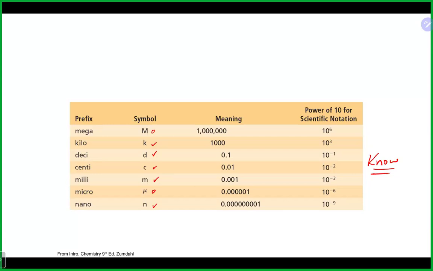This is the prefix. These are the symbols to the left, and to the right of that is the meaning as a whole number, and also the meaning in scientific notation. This is very commonly how you see these tables written, like 10 to the 6, 10 to the 3. And by the way, when you see 10 to the 3, that is the same as 1 times 10 to the 3 in scientific notation, 1 times 10 to the 6 for the top one, and so forth.